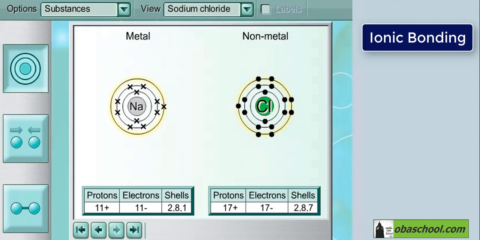Sodium atom and chlorine atom both have a neutral charge. They have no overall charge. Why is that? Well, this is because the number of protons in the nucleus is equal to the number of electrons in the electron cloud. So the charge would be zero.